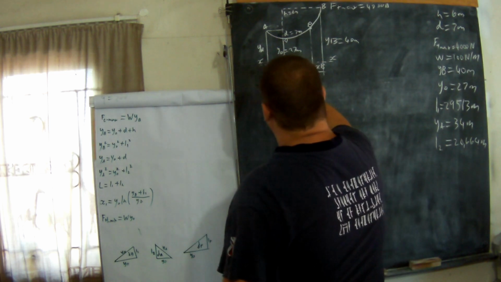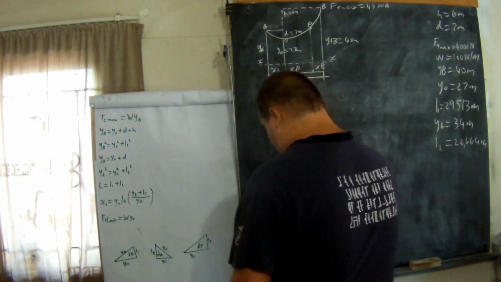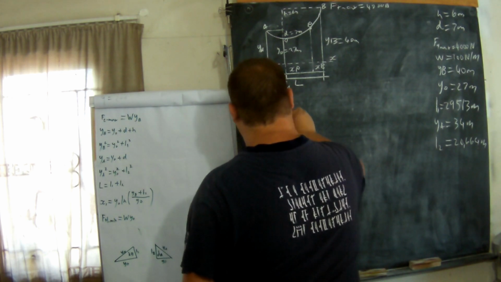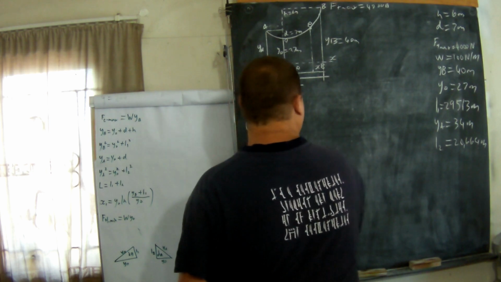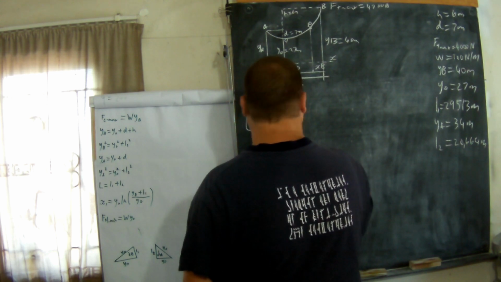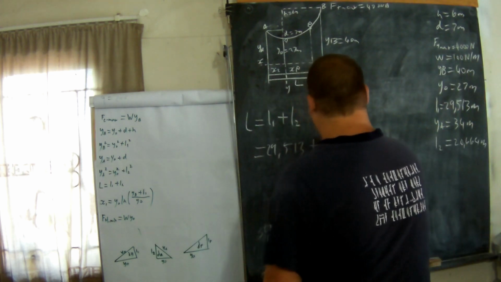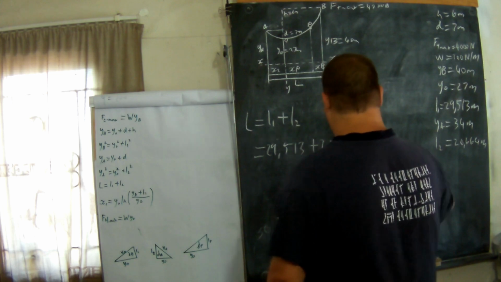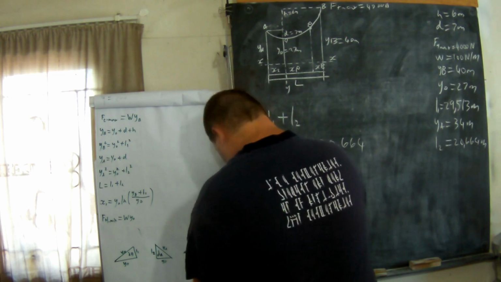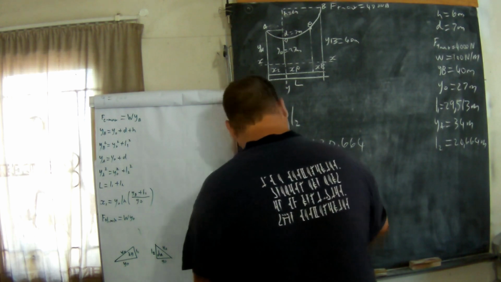Now to get L, which is all the way from here to here, that's big L. To get big L, it's L equals L1 plus L2. So that is 29,513 plus 20,664. L equals 50,177 meters.